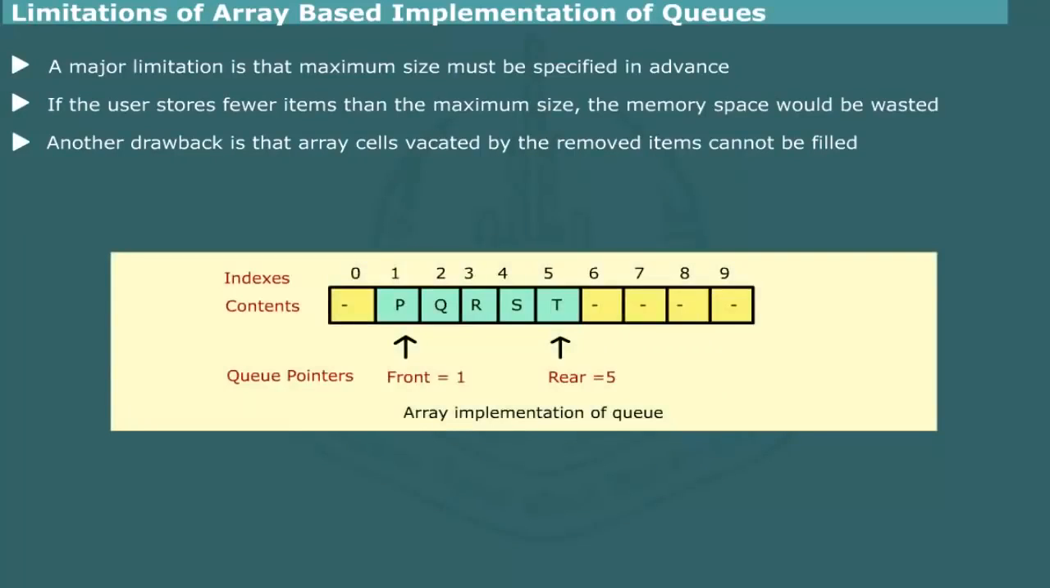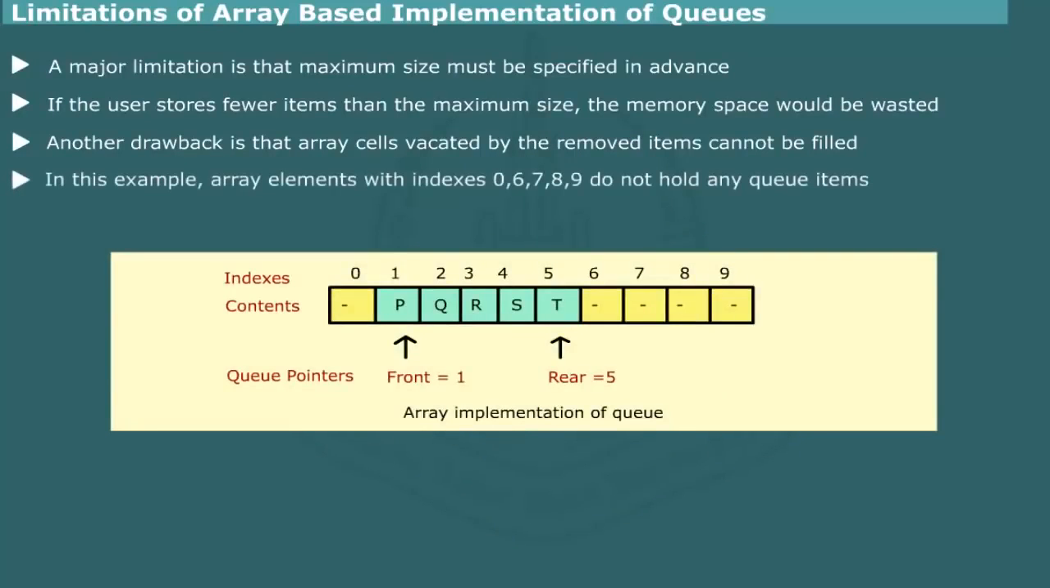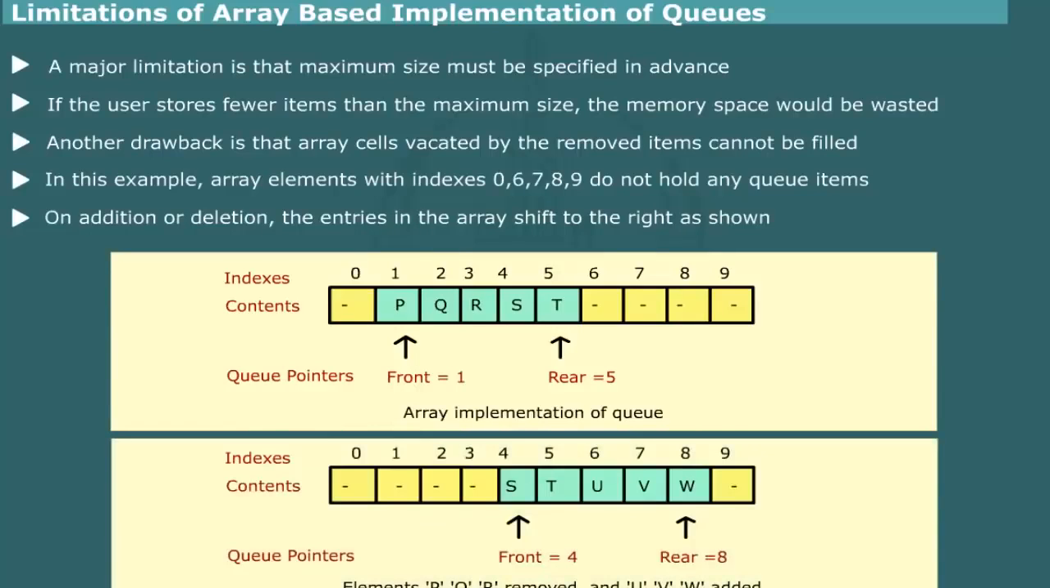Consider the queue shown. In this example, the array elements with indexes 0, 6, 7, 8, and 9 do not hold any queue items. Since elements can only be added at the rear end, the array element with the index 0 cannot be filled with the new element. Further, as new items are added or current items deleted, the entries in the array shift to the right. This behavior is shown in figure, after P, Q, R have been removed and U, V, W are added.